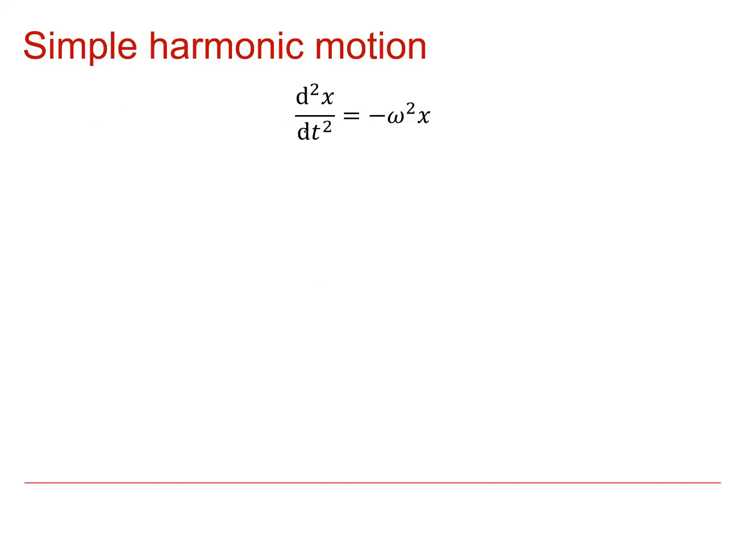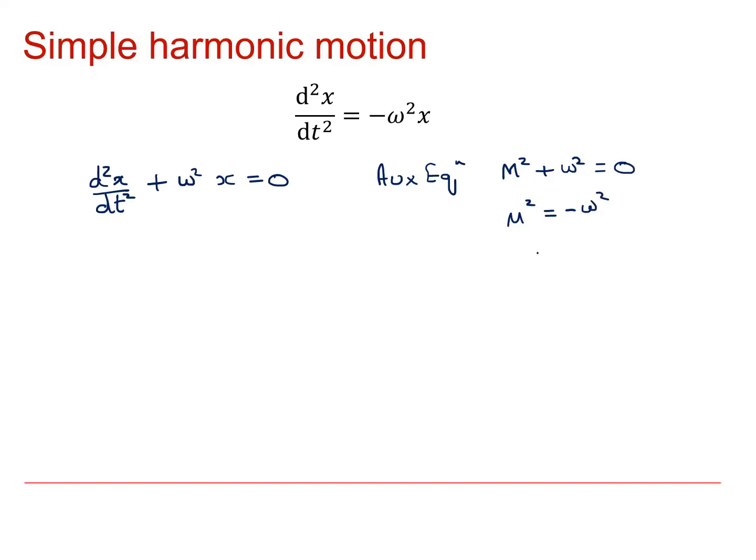So let's have a look at solving this differential equation for simple harmonic motion. Let's rewrite this differential equation first of all: d2x by dt squared plus omega squared x is equal to 0. And this is now in our normal format, so we can form the auxiliary equation. That's going to give me m squared plus omega squared is equal to 0. That's going to give me that m squared is equal to minus omega squared, which tells me that m is plus or minus omega i.